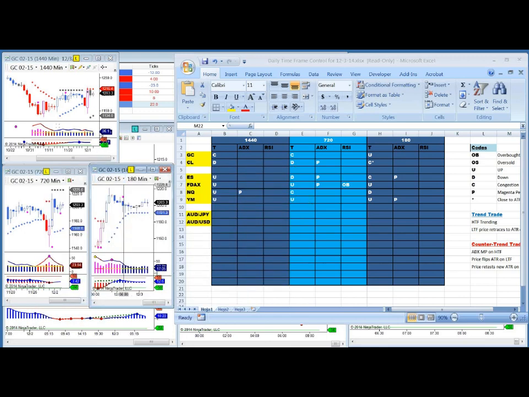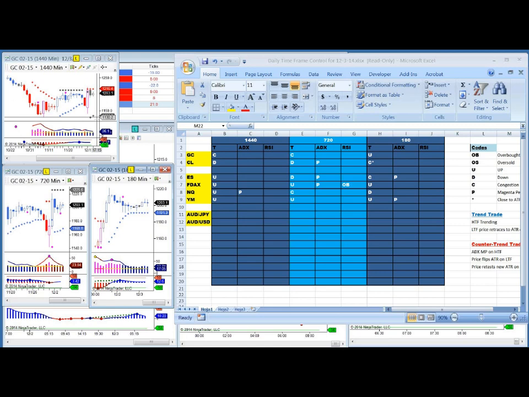So on the 1440, we're in congestion, nothing to notate on the ADX or the RSI. Then if we go to the 720, we also see that we're in congestion. Now, notice that this is congestion to the upside, this is congestion to the downside, okay? I would look at that and say, oh.